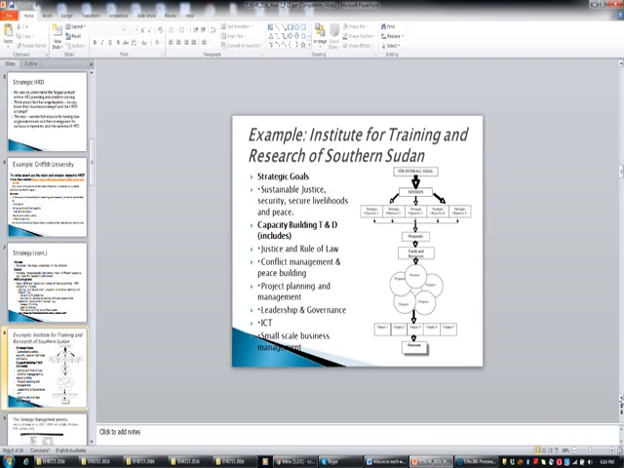And that was very much about HRD, where participants would learn about justice and rule of law, conflict management and peace building, program planning, leadership, governance, ICT, etc. So again, you've got this cascading approach where you've got some sort of overall goal and a mission, and then various strategic objectives, and they filter down to specific programs. So that's the idea here of strategy.